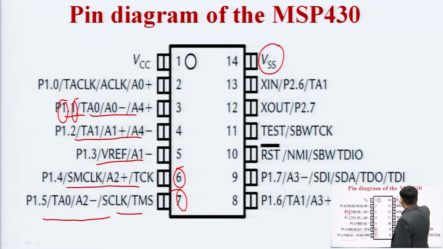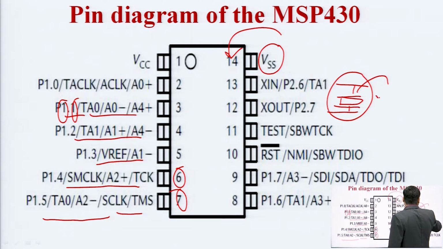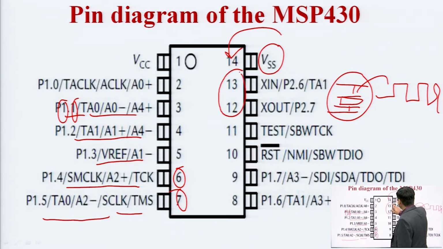Ground, we have seen that ground is dedicated to pin number 14. Pins 13 and 12 work as an oscillator to produce the desired clock frequency to trigger our MSP430. So basically the frequency will be provided by using these two pins, pin number 12 and pin number 13. Pin number 11 is dedicated to the test pin.